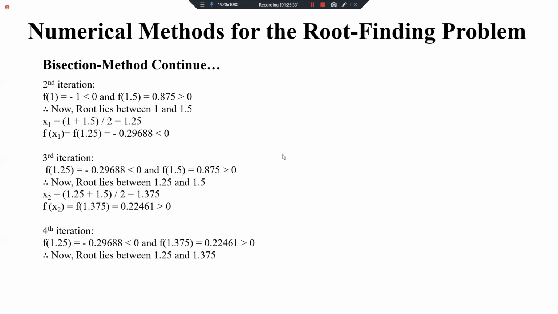Then again we find x3, that is 1.3125. When we substitute that into fx, then you get minus 0.5151. Okay, now our next points are 1.3125 and 1.375, because in between these two values the sign is changed.